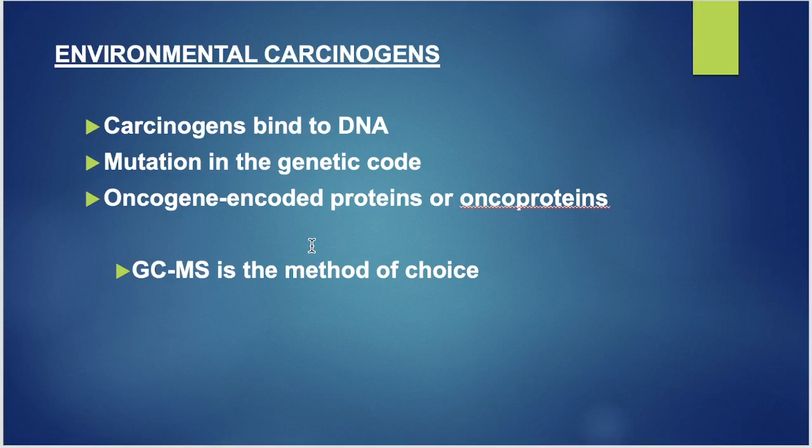The question is, how does your carcinogens lead to detrimental effect to the body? So, your carcinogen will simply bind to the DNA, and then it will lead to the mutation in the genetic code. Because of this mutation of the genetic code, this will lead into the formation of oncogene-encoded proteins or oncoproteins, so cancer proteins. That's why this will cause now a detrimental effect or carcinogenic effect to our body. So please take note on that. So I guess that ends our environmental carcinogen parts.